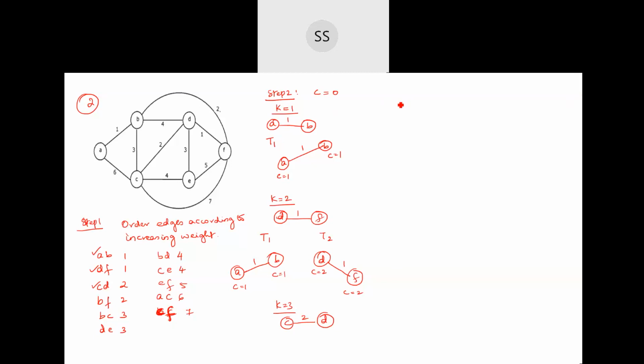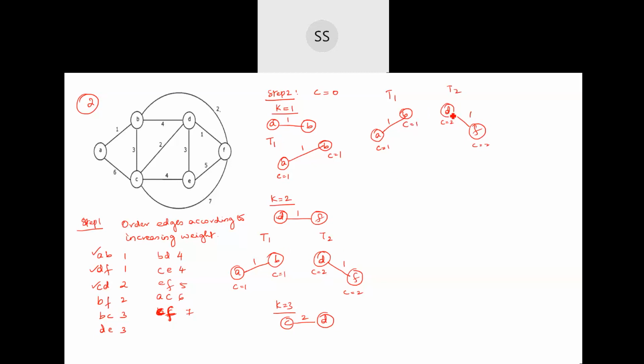I'll be modifying my tree as T1 will remain the same. I've got A and B that I always have to draw. And I have got my D and my F. This was component 2, and this was my T2. So the same trees I have drawn.